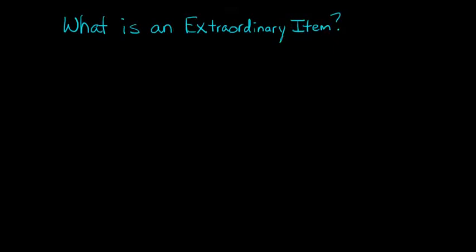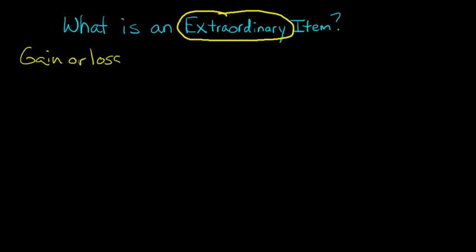Well, if you've looked at enough income statements, you might have come across something called an extraordinary item. And you might be wondering, well, what is this? What is so extraordinary about it? Well, an extraordinary item is essentially a gain or loss that has two critical properties. And those properties are this.